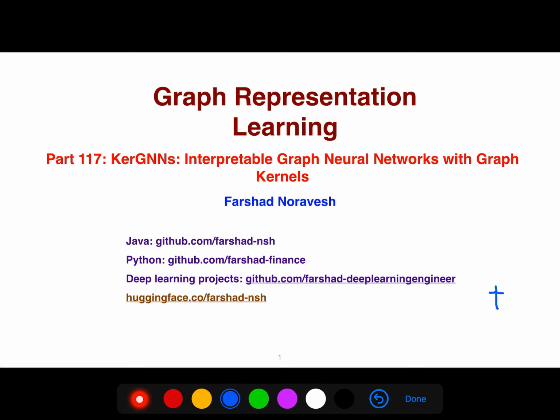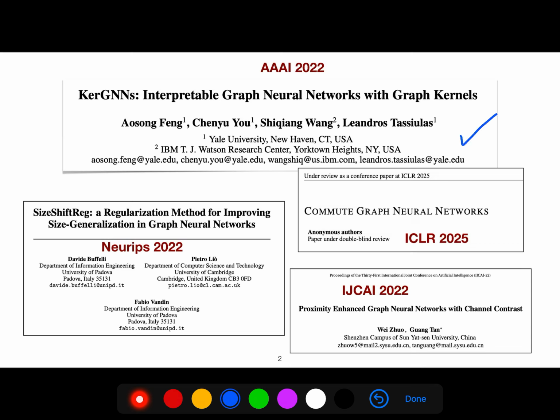Alright, so in this video I'm gonna be explaining another important paper with the title KerGNN, interpretable graph neural networks with graph kernels. This AAAI paper in 2022 is from IBM.